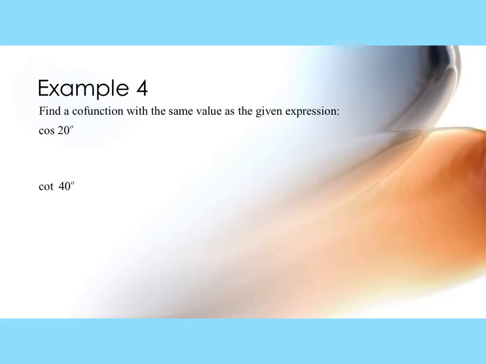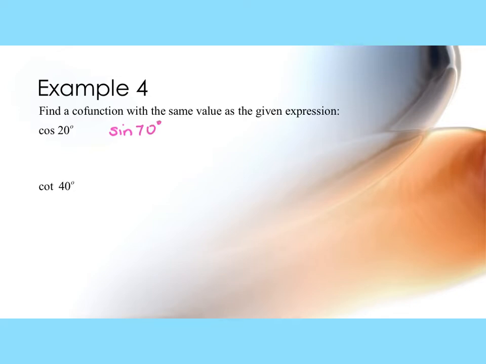All right, so they look like this. Find the cofunction with the same value of the given expression. So what's the cofunction for cosine? Sine. And what's the complement of 20 degrees? 70 degrees. That's it. So you don't even have to figure out what they are.